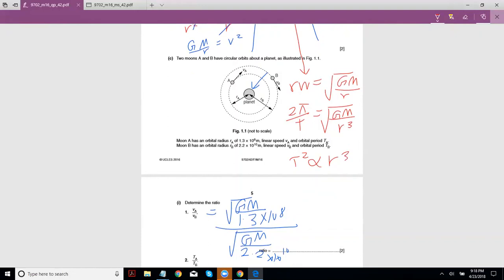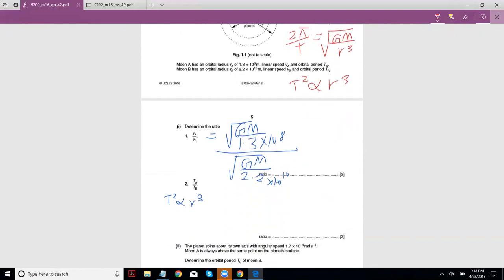And बाकी सारे constants हैं, so we don't really care about them. You can just pop in r cube, and you'd get it. So you basically get 1.3 into 10 to the power 8 upon 2.2 into 10 to the power 10, ऐसा पावर 3/2. रेसिप्रोकल, वो उल्टा नहीं था, like 2.2 ऊपर नहीं जाएगा. I'm sorry, GM upon R था ना, like that will flip ना.